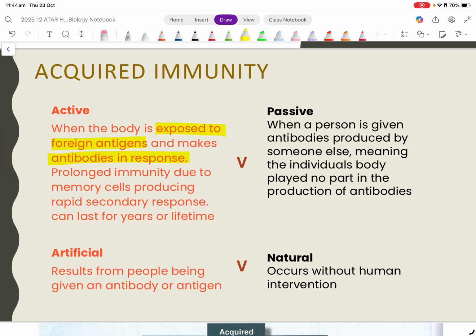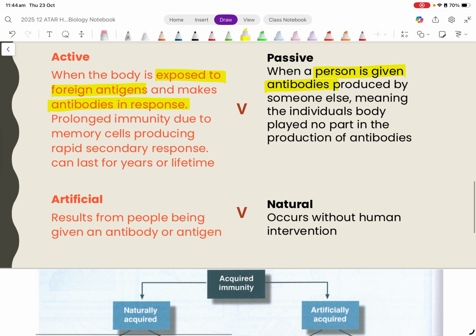Now this is opposed to passive immunity, where rather than producing the antibodies, we can provide a person with antibodies, okay? And they can be antibodies produced by someone else, and that means that the body itself plays no part in the production of antibodies, so the immune system doesn't have to learn how to respond. So this is passive. On the bottom half of this slide, we can now see artificial versus natural.